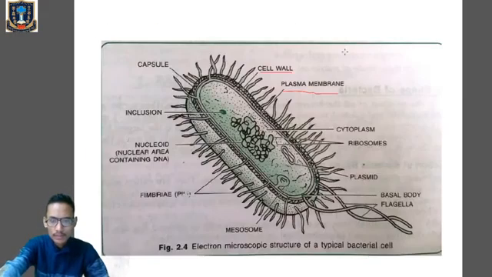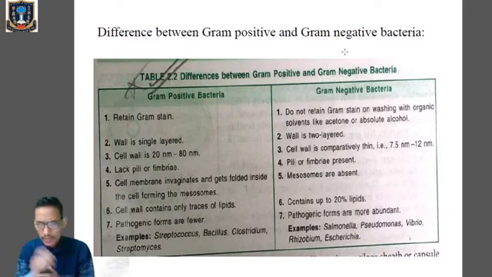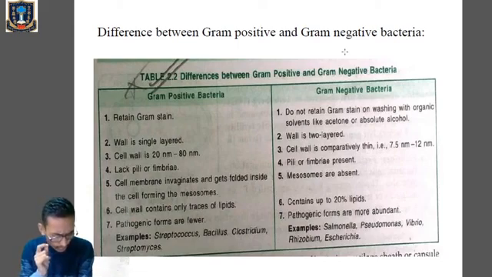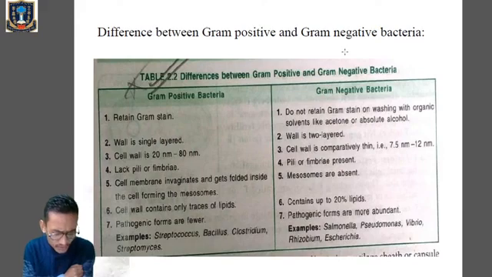Now we'll talk about gram-positive and gram-negative bacteria. Kindly go to page number 10. Over there, you will find a Danish bacteriologist called Hans Christian Gram. So kindly remember this name, okay? A bacteriologist called Hans Christian Gram, who studied bacteria.